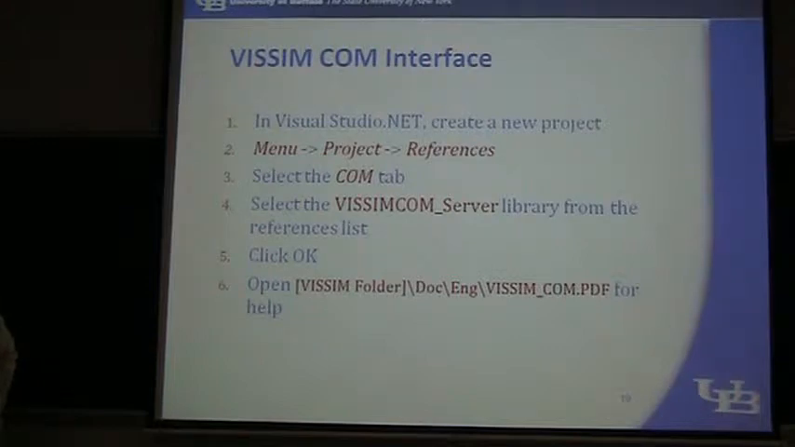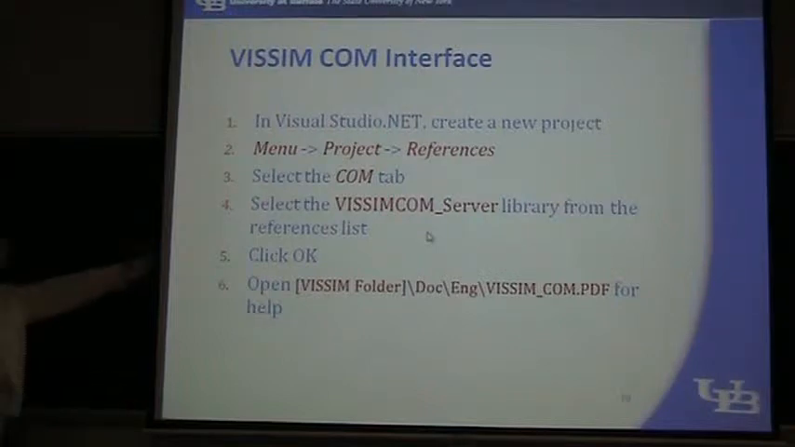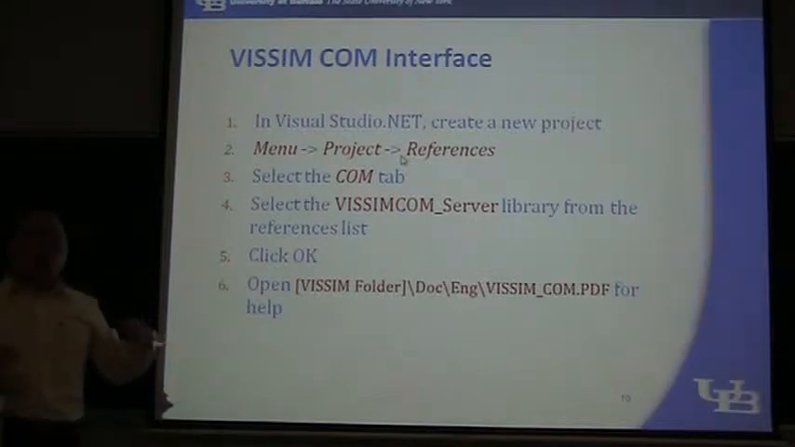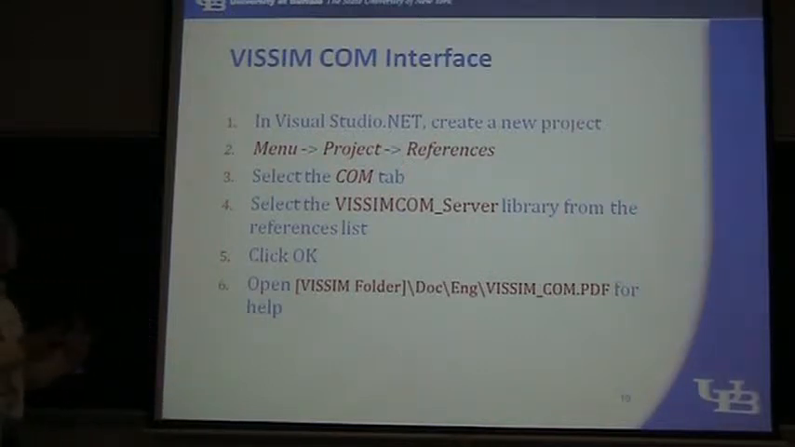What you have to do, if you are using Visual Studio.NET, you create a new project from scratch, and you go to Menu, Project, References, and you select the content. Then you add this library from a list. You can do this, it's very easy to follow. Then you click OK. So these are descriptive languages, but I think it will be very easy for you to follow. Then you want to open this PDF file for help.